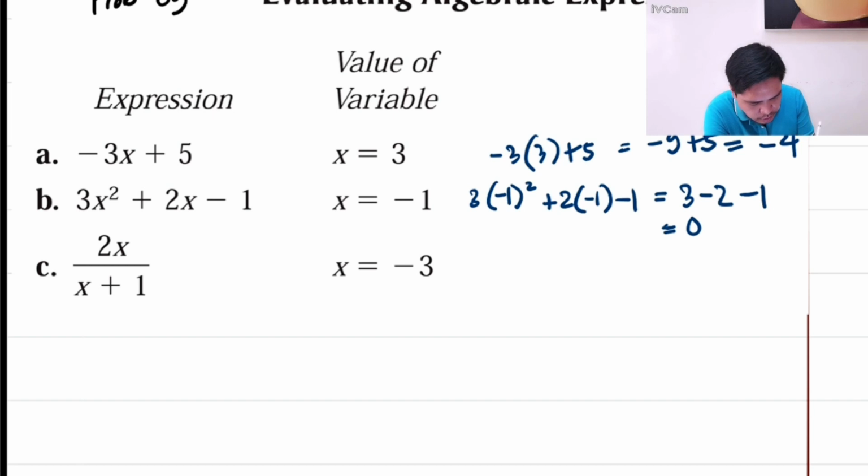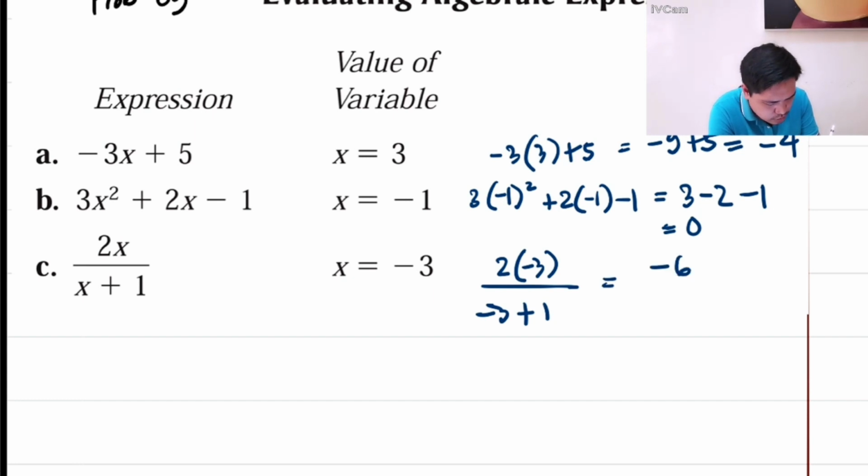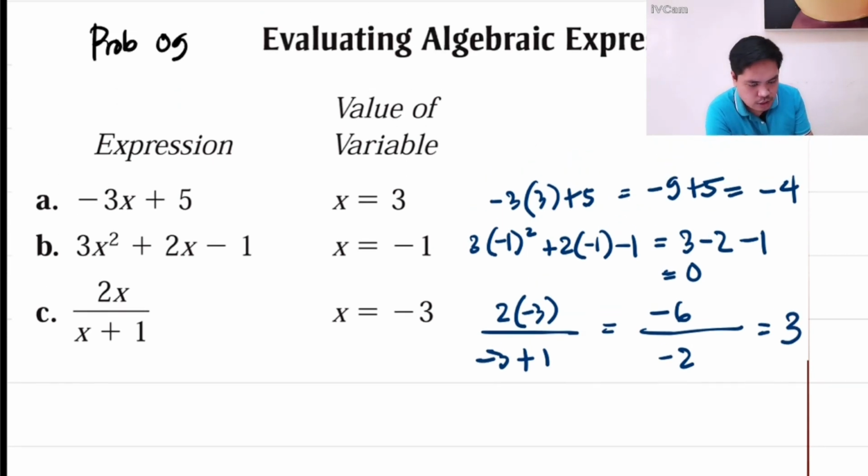Next, how about this? Again, we just substitute. 2 times negative 3 over negative 3 plus 1. So that would be negative 6 over negative 2. So the answer is 6 over 2, that's 3. Negative over negative is positive, so that's positive 3. That's it.